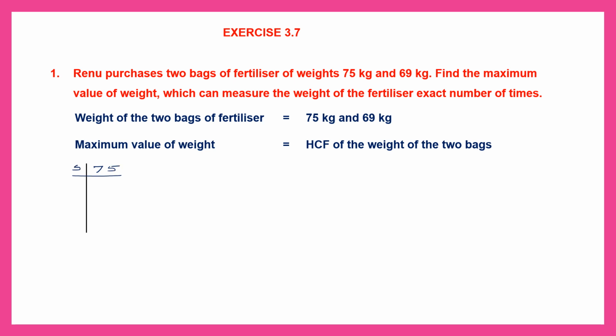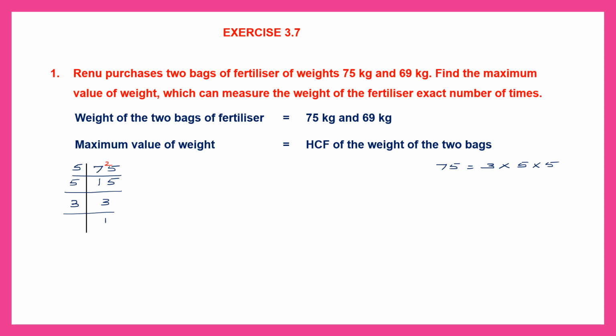So let's begin with 5. 5 ones are 5, and then there is 6, 7, 2 left. Now the number is 25. 5 fives are 25. We can continue dividing this by 5. 5 threes are 15. Now we can divide this by 3. 3 ones are 3. So now what are the prime factors of 75? Starting with the smallest number, 3 into 5 into 5.